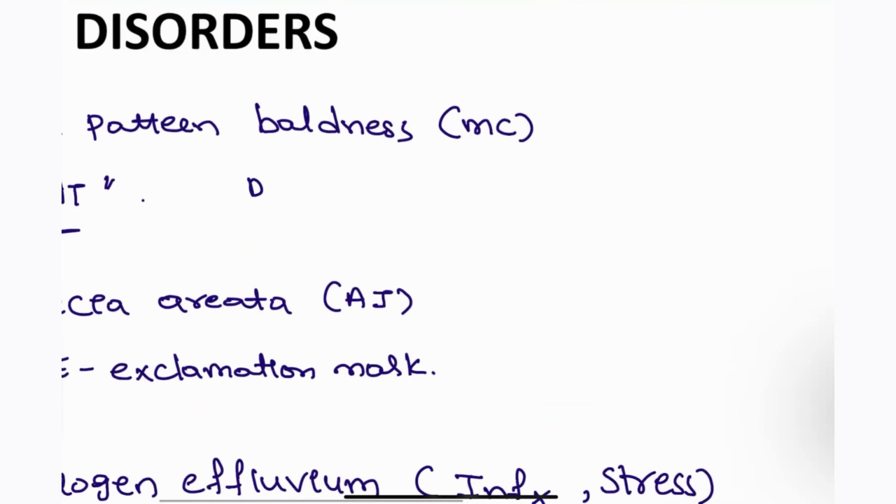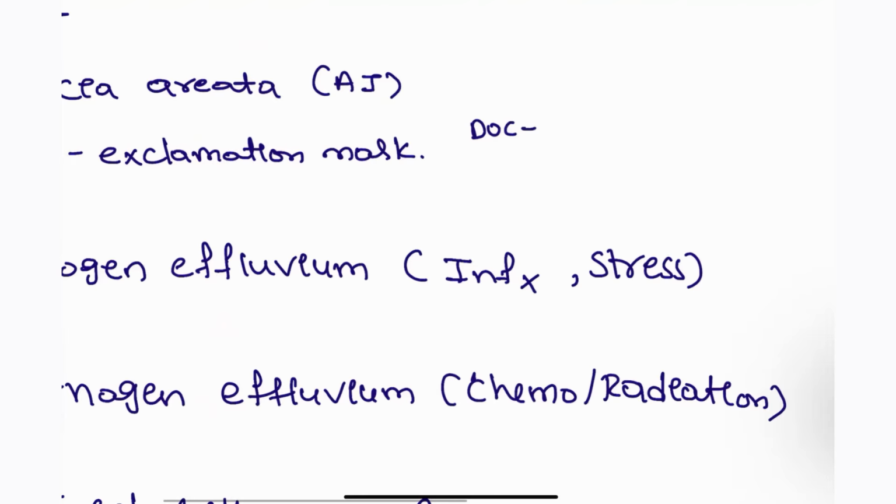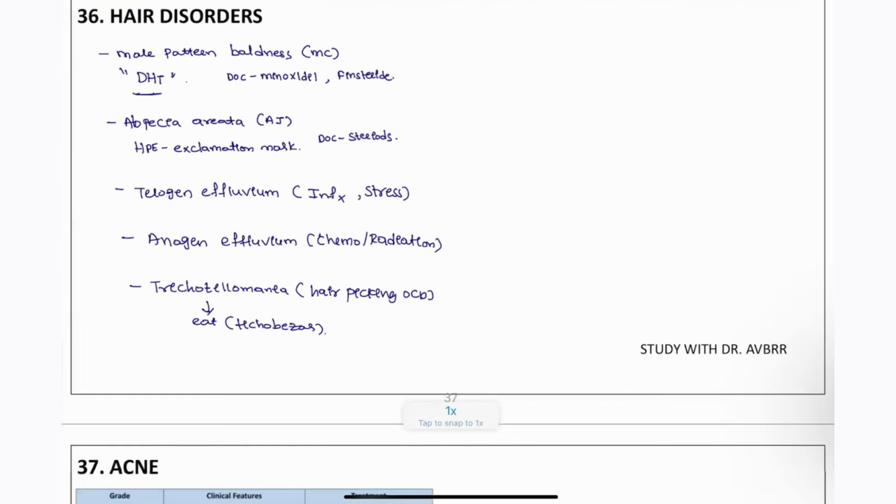Next, the drug of choice for male pattern baldness. Most commonly, we use minoxidil and also finasteride. Next, for the patient here, the drug of choice is steroids. This is how we are going to see the hair disorders.